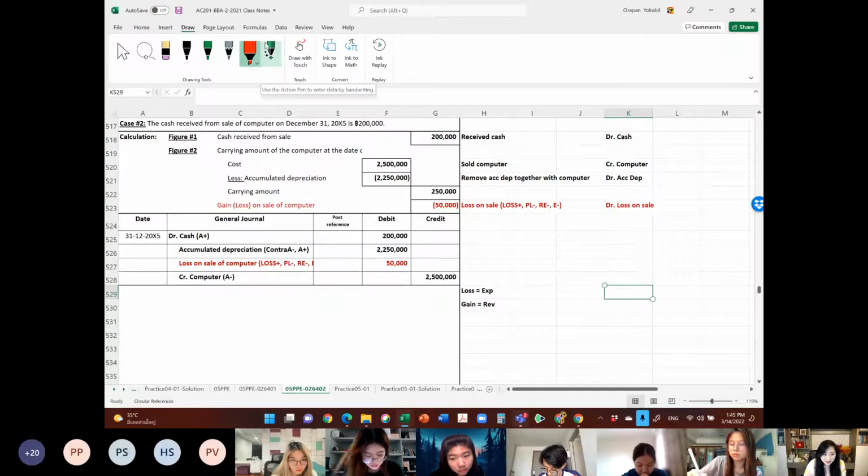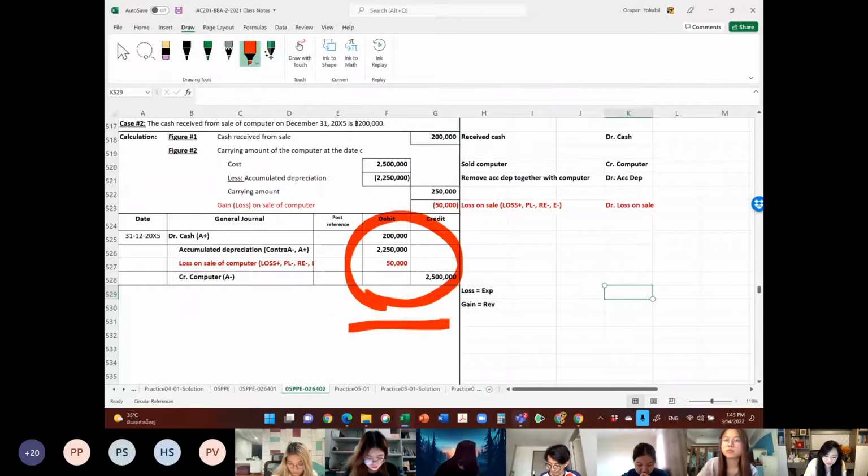So in a T account, in the entry, there's no negative number ever. In the entries and also in the T account, there's no negative number ever, because the debit and credit would guide you already whether the amount is increasing or decreasing.